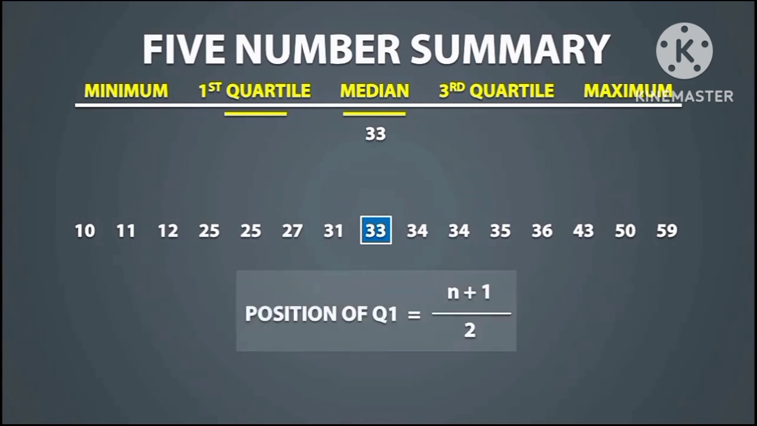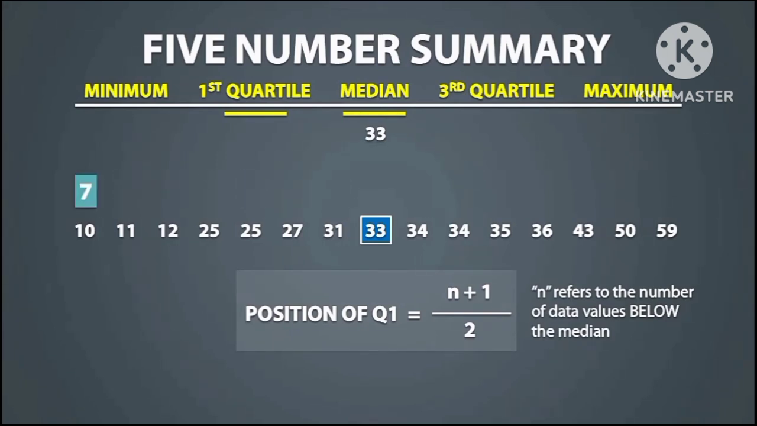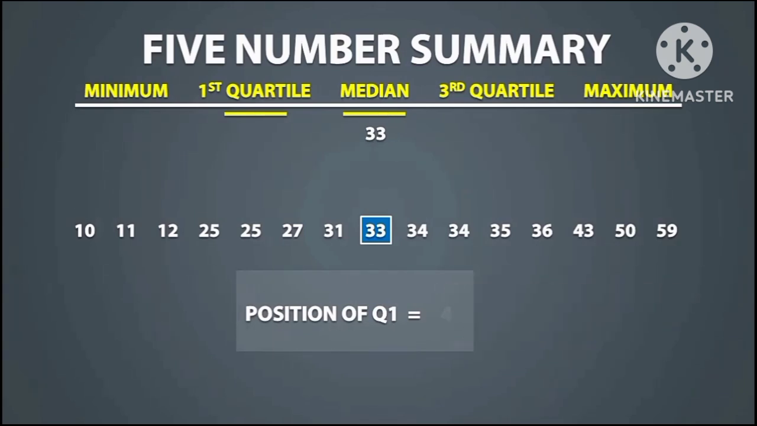So, yung first quartile naman natin, pwede natin gamitin din yung formula na yon. So, n refers to the number of data values below the median. So, there are 7 data points below the median. So, yung n natin is equal to 7. So, 7 plus 1 over 2 is equal to 4. So, we count to the 4th position and ang ating first quartile is equal to 25.